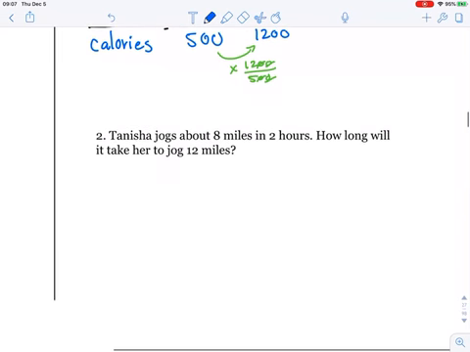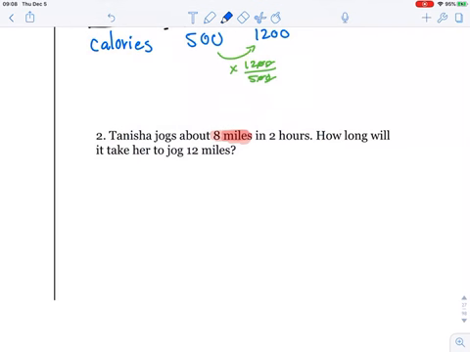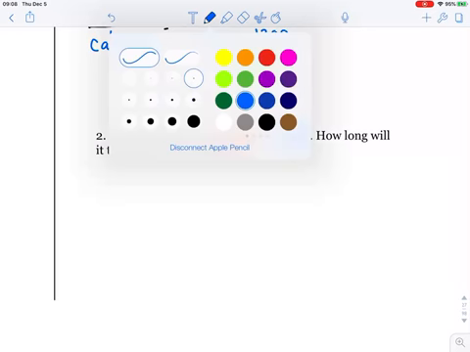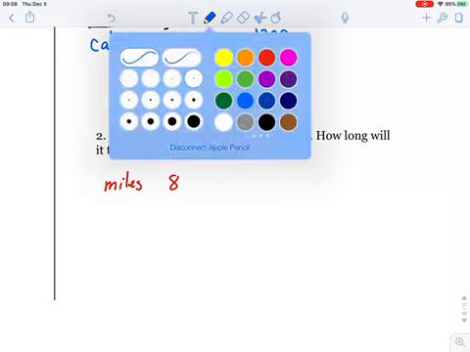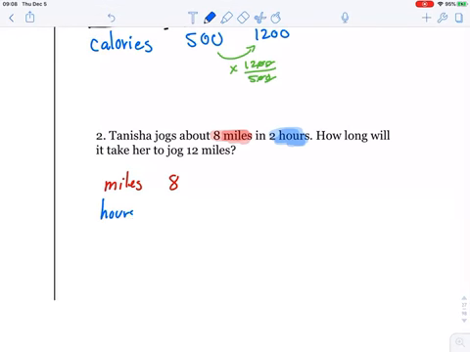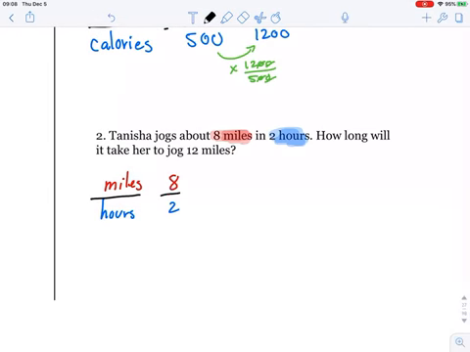All right. Tanisha jogs 8 miles. And again, I'm going to set this up the same way. Miles is one of my variables. And our second variable in this case is time. Miles and time. All right. Well, I'm going to set it up miles. She does 8 miles. And her time, hours, took 2. So set these groups up.